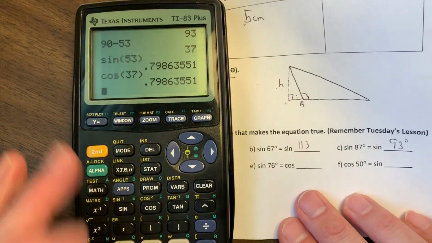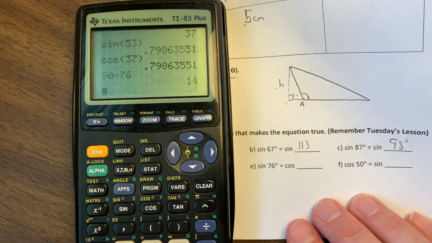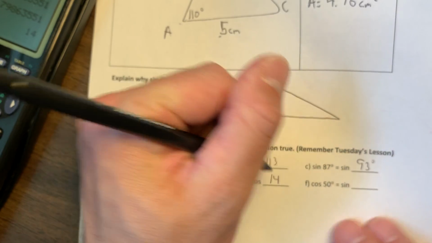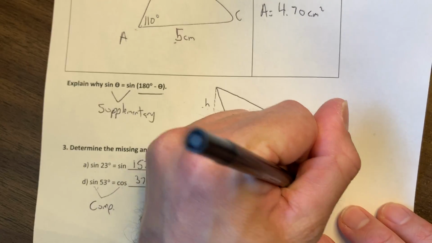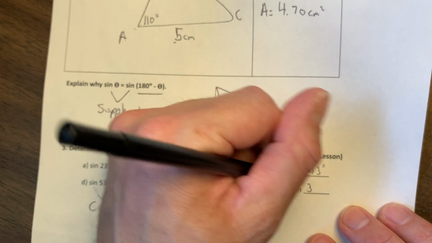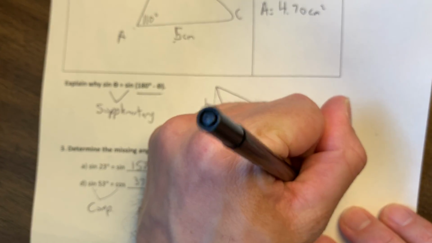So here, let's do 90 minus 76, which is 14. And finally, I got one that I don't even have to think about. I could do it in my head. It's not that, it's 40. See, I can't even do it in my head.